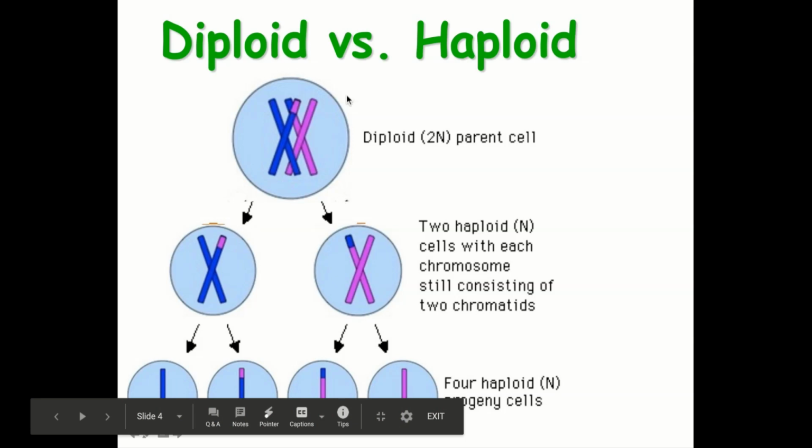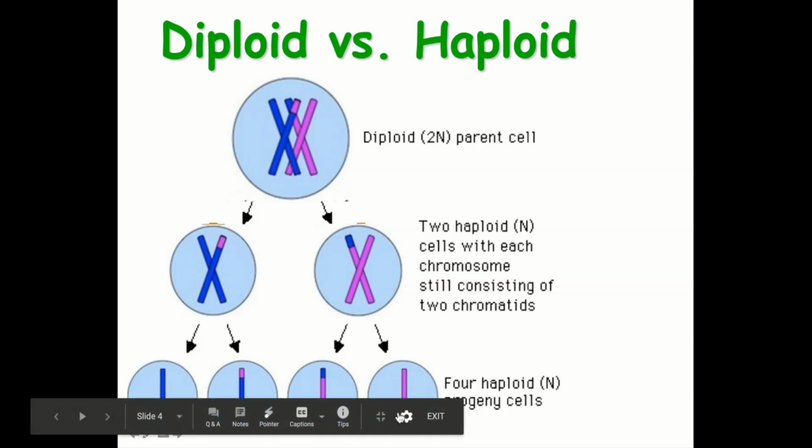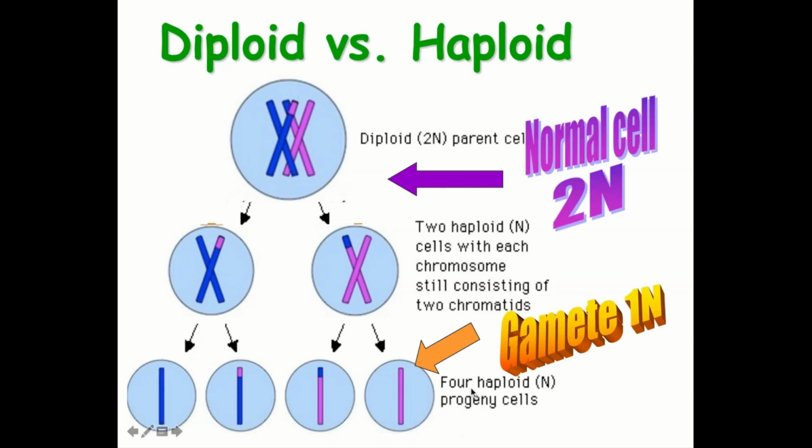Okay, so our original cell was diploid because it had the full set of chromosomes. After the first division, we ended up with two haploid cells, okay, each with one chromosome. Then those two chromosomes split apart, and the cells are still haploid. They still have one chromosome, but each chromosome has one chromatid. All right. So that's meiosis.